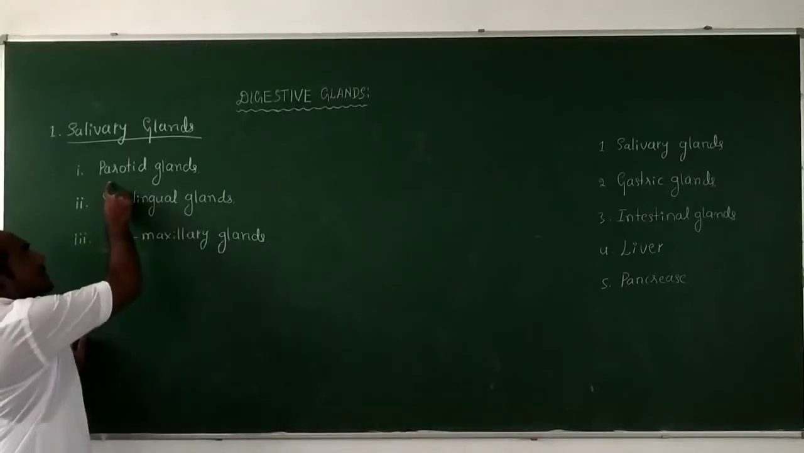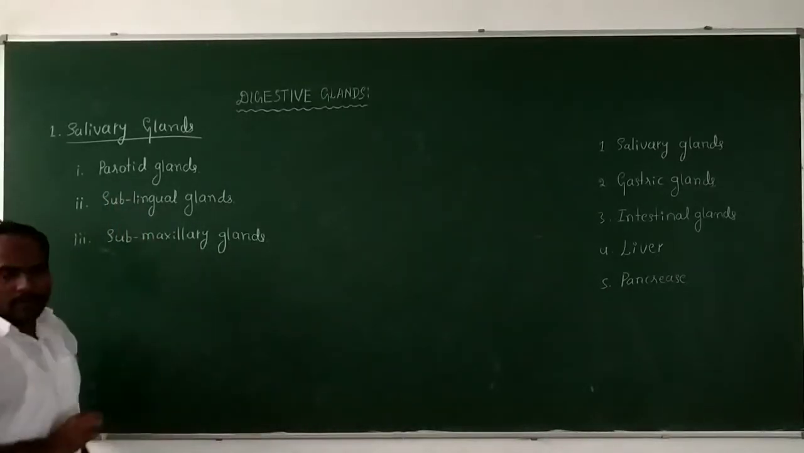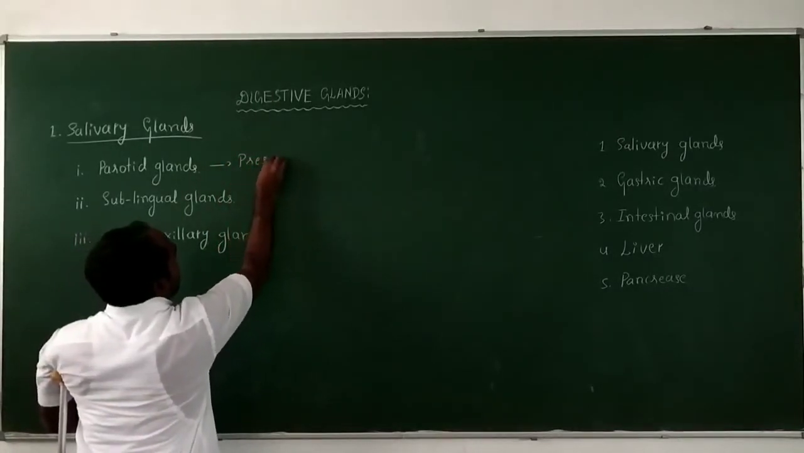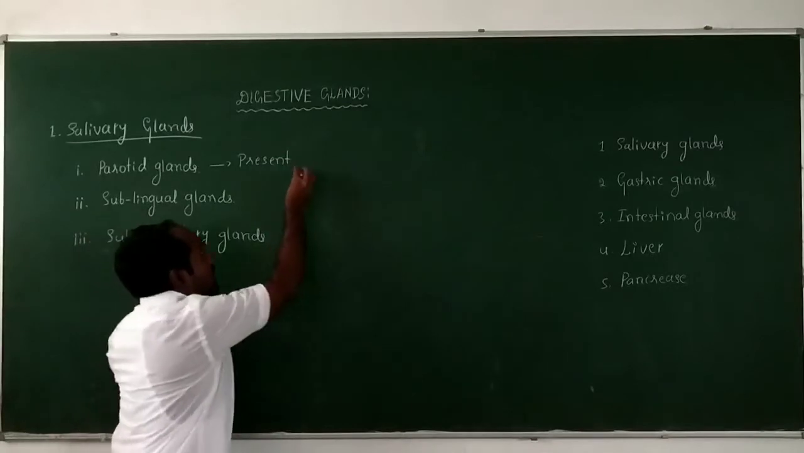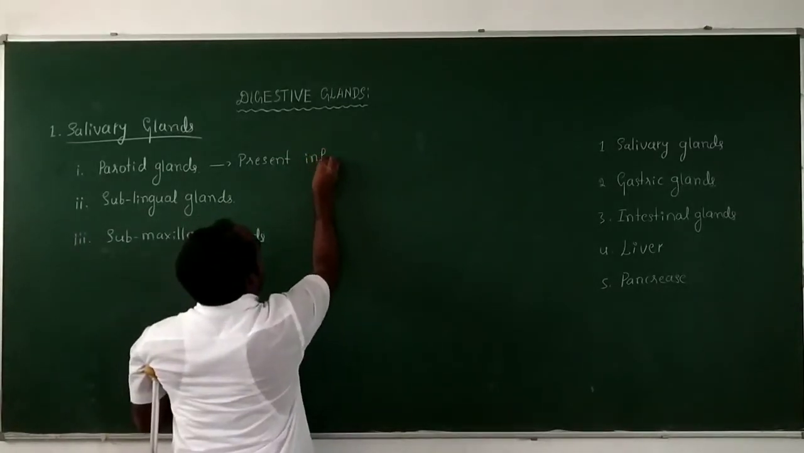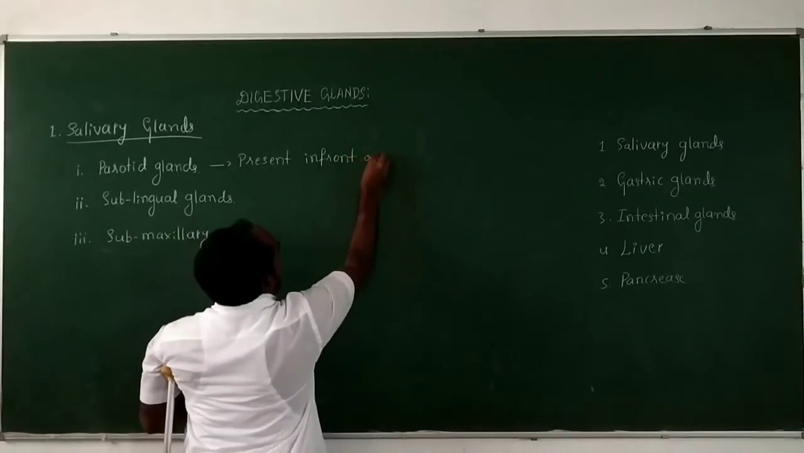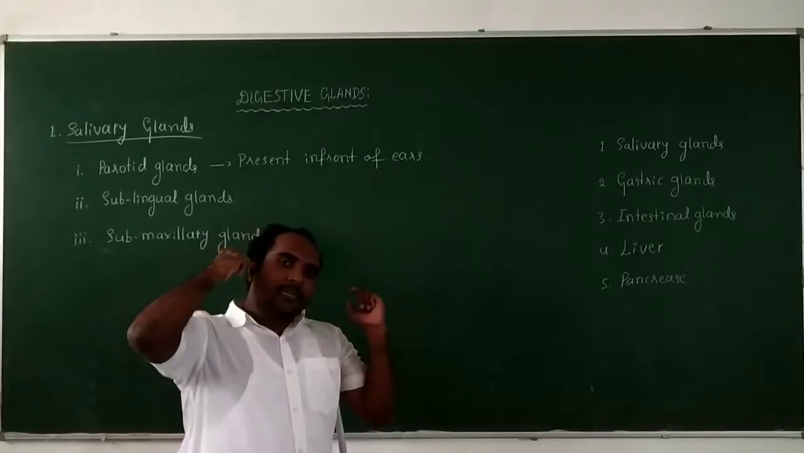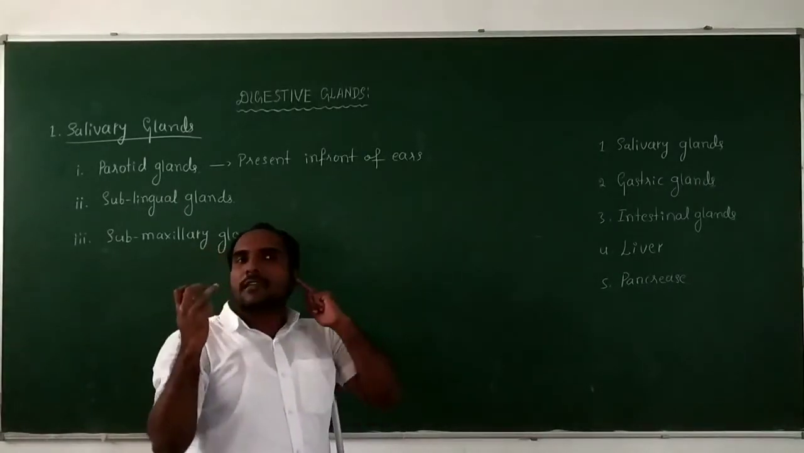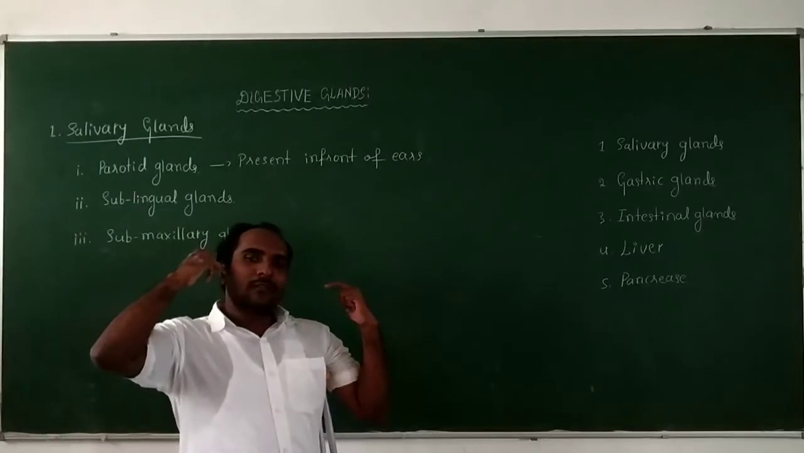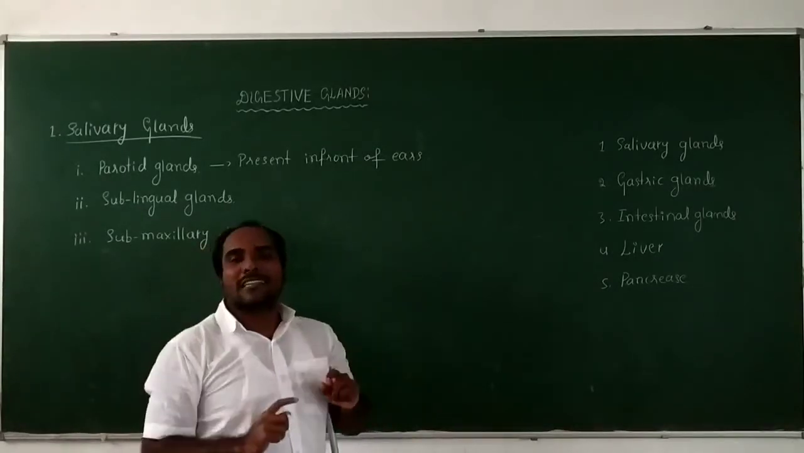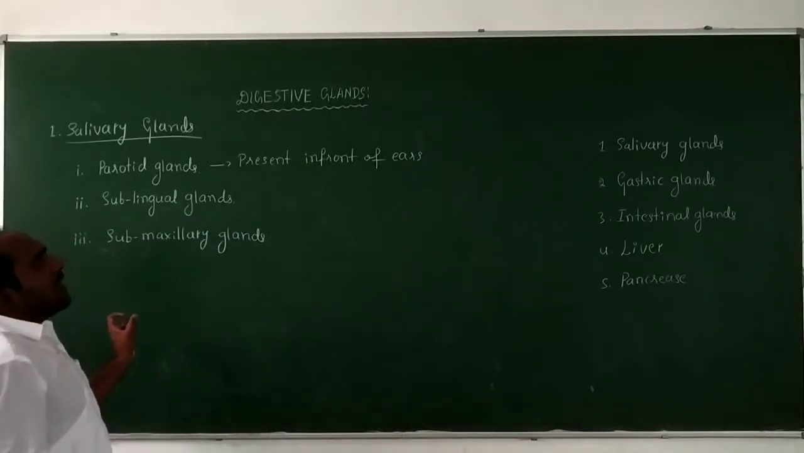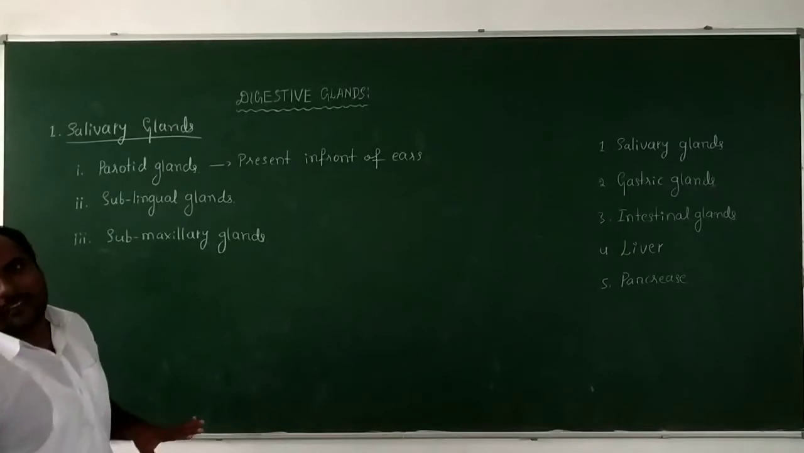Now the question is, where are the parotid glands present? Okay, the parotid glands are present in front of the ears. Look, there are the ears, and in front of the ear, inside, there is one gland. Those are the parotid glands. These are the salivary glands which are present in front of the ears.